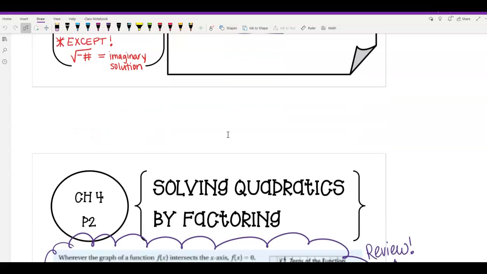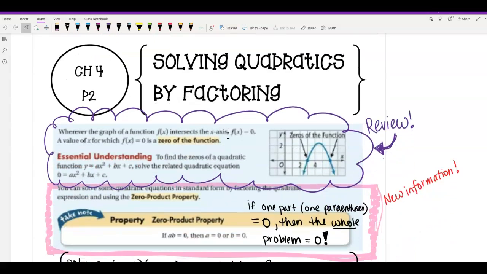All right, next kind of solving we're going to talk about is solving quadratics by factoring. So again, we're trying to find those roots from our equation. This time we're going to have a factorable equation. And remember, we talked two classes ago about factoring, and you practiced last class how to factor.